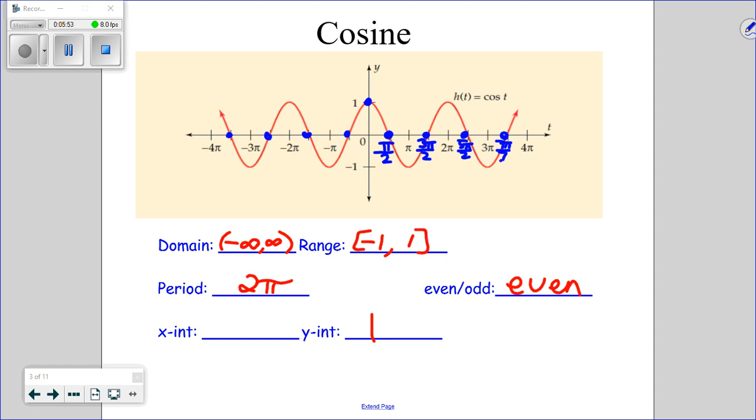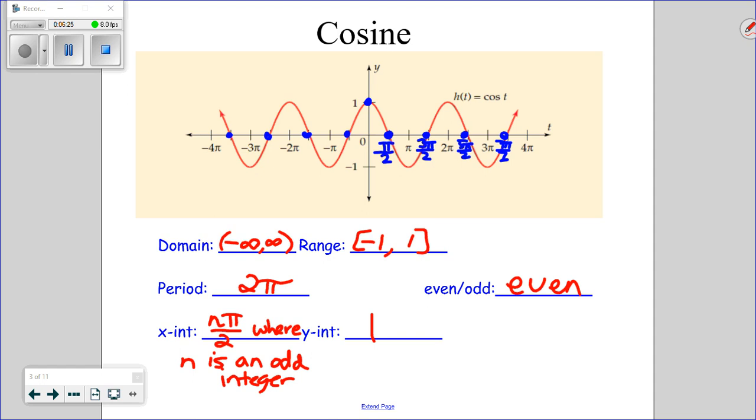That does not look like a 2. So hopefully you're seeing a pattern. It's like 1 pi over 2, 3 pi over 2, 5 pi over 2, 7 pi over 2. So we can say that the x-intercepts are n pi over 2, where n is an odd integer.